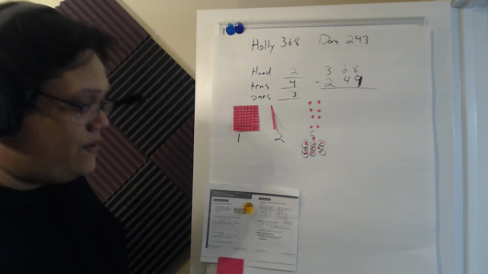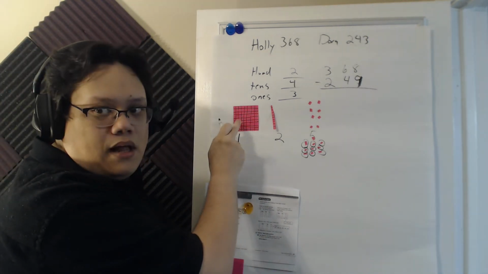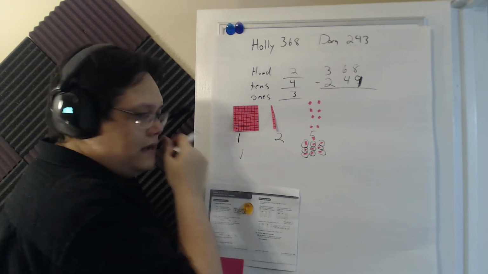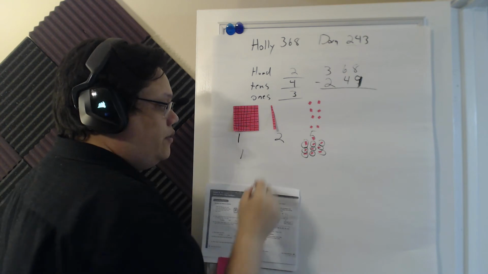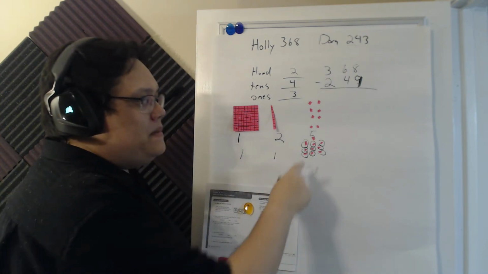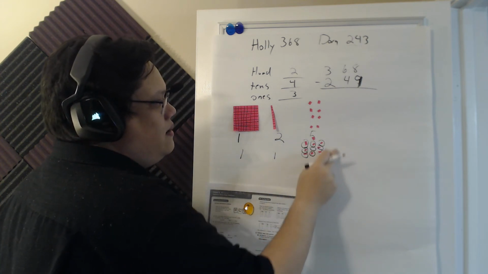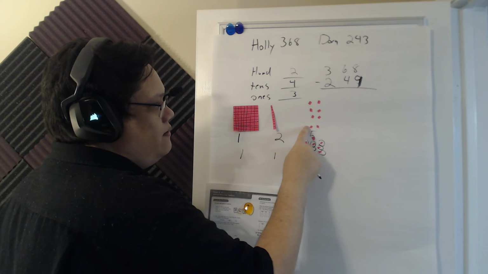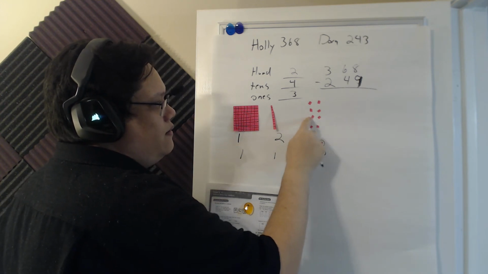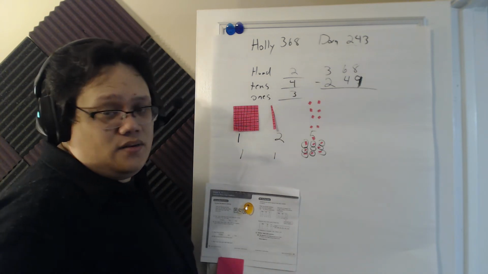Now that we've taken them away, we do all the same stuff, right? How many hundreds do we have? We only have how many 100 blocks? 1. How many 10 blocks do we have now? We only have 1. How many 1 blocks do we have? We got rid of these. How many are left? We have 1, 2, 3, we have 9 1 blocks left.